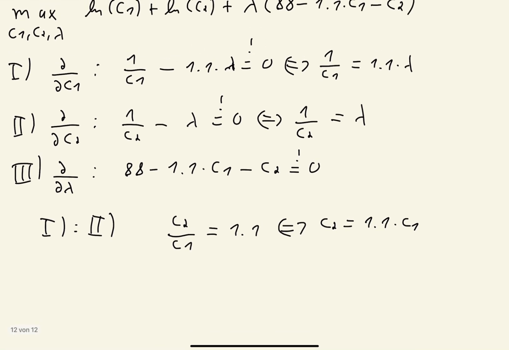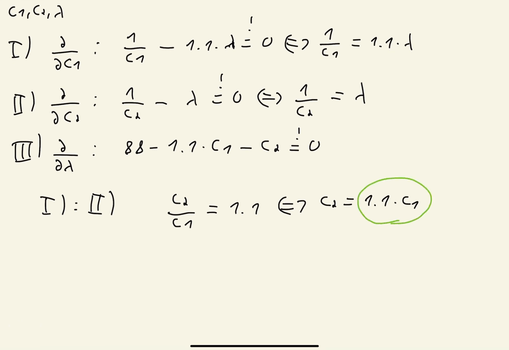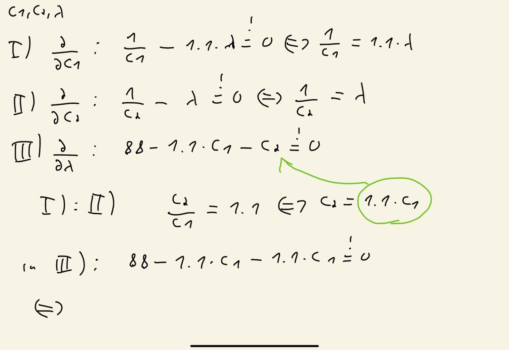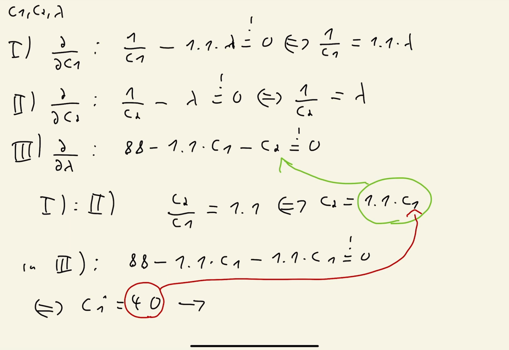So now let's plug in again this expression for C2 here, and what we get if we plug it in into 3 is 88 minus 1.1 times C1 minus 1.1 times C1 is supposed to be equal to 0. Rearranging this, we get C1 star is equal to 40. And if you plug 40 again into the optimal ratio, what you get is C2 star is equal to 44. So this is the new optimal bundle of consumption in the first and the second period.